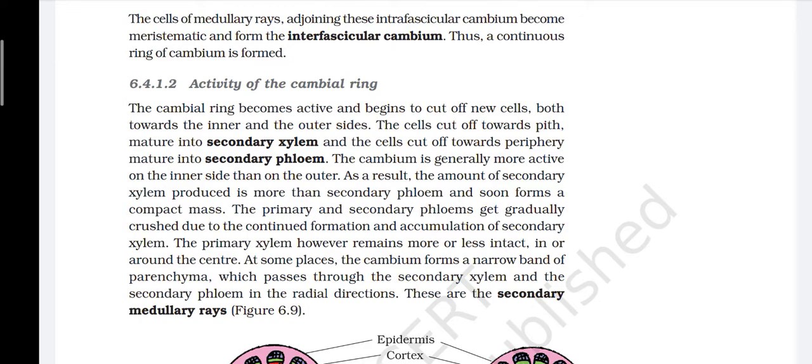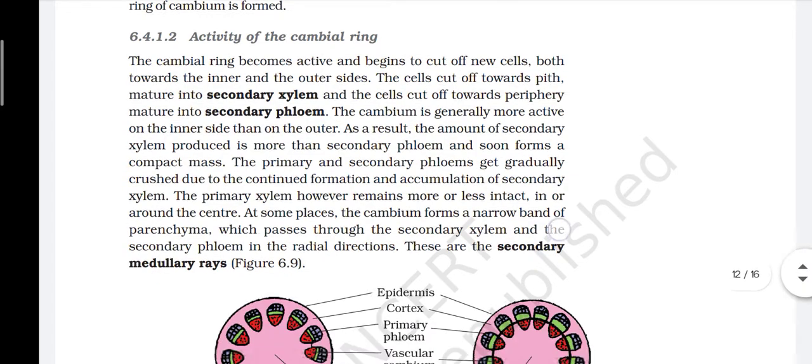The primary and secondary phloems get gradually crushed due to the continued formation and accumulation of secondary xylem. The primary xylem, however, remains more or less intact in or around the center. At some places, the cambium forms a narrow band of parenchyma which passes through the secondary xylem and the secondary phloem in the radial directions. These are the secondary medullary rays.